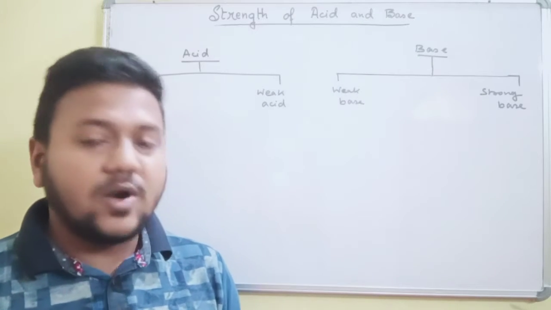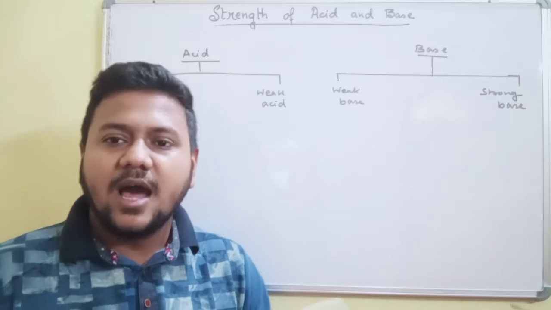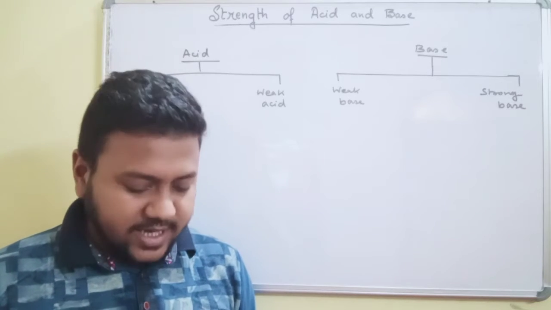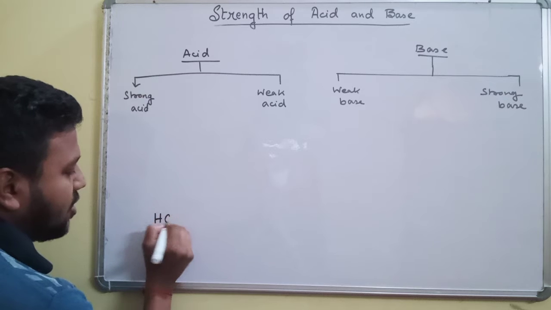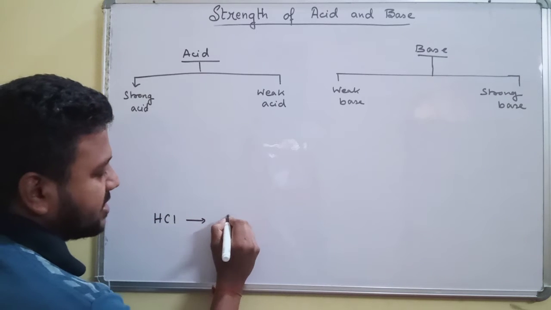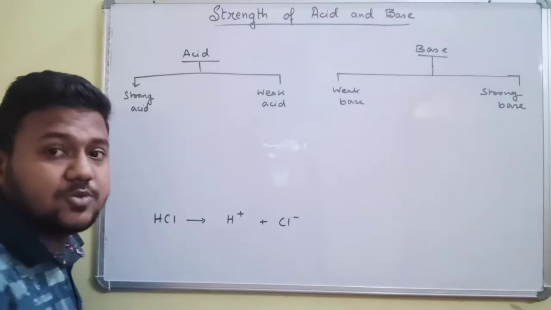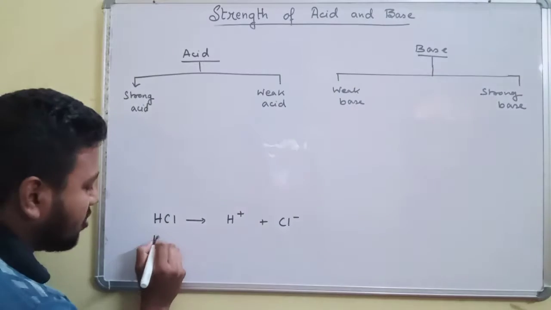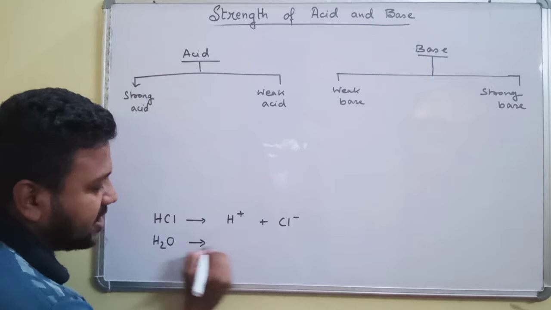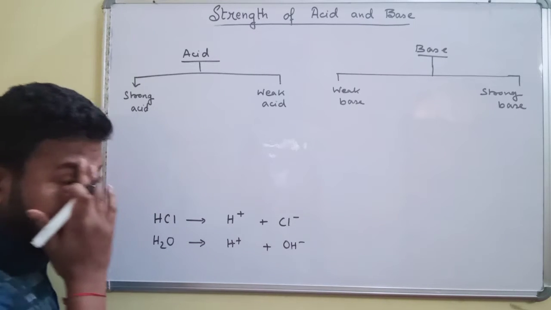Now let us see what are the ions present when acids and bases are dissociated in water. So let us take one example, say HCl. When dissociated in water, it gives H+ and Cl- ions. Moreover, we know HCl is dissociated in water, so the water molecule also dissociates to give H+ and OH- ions.